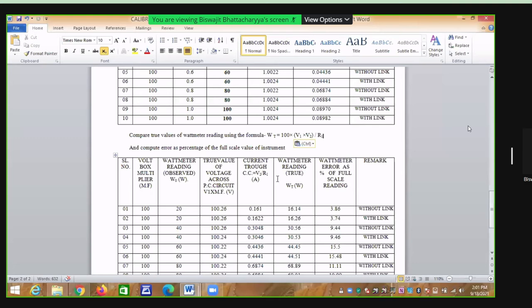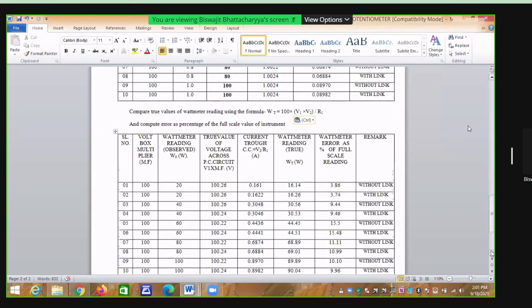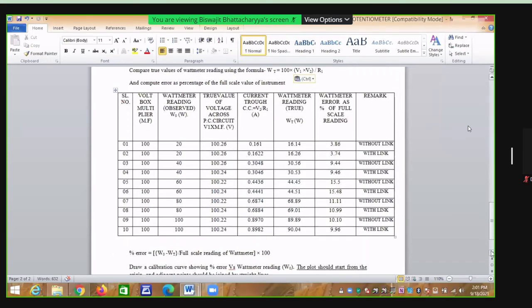So the wattmeter reading is the multiplication of the two things. You multiply, you get that. The observed wattmeter reading is 20 watt, but the actual reading is 16.14, in the without link case. So the error is 20 minus 16.14 divided by 20 for the wattmeter. So it's given here.